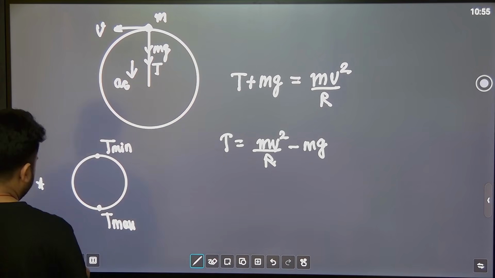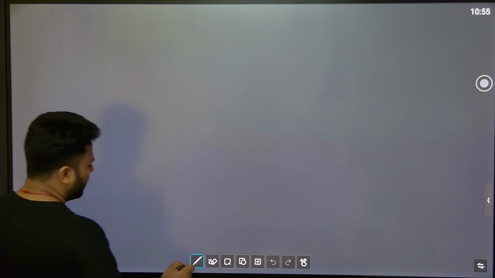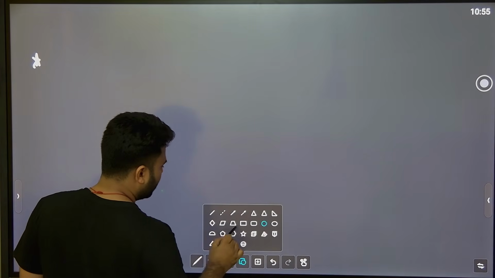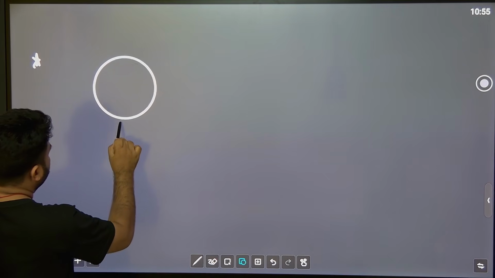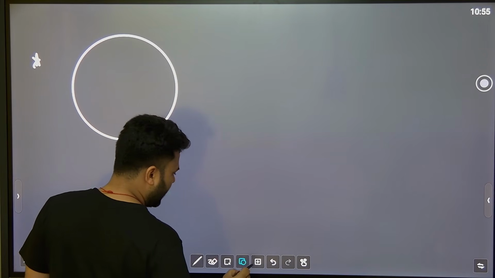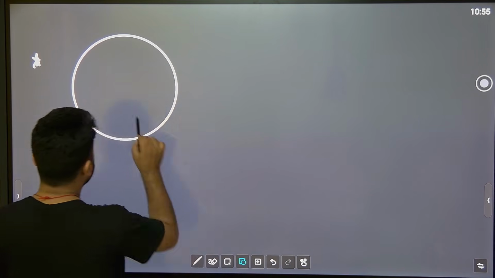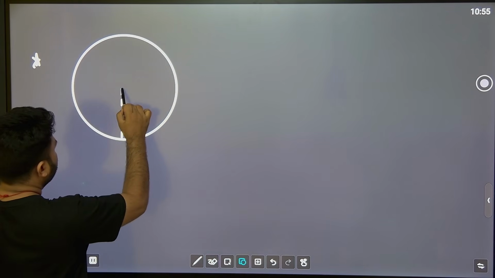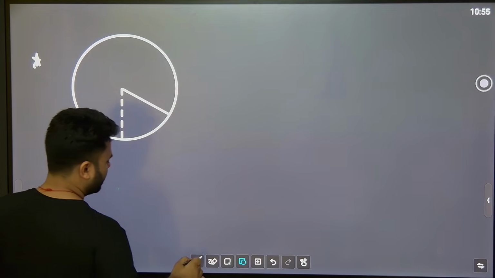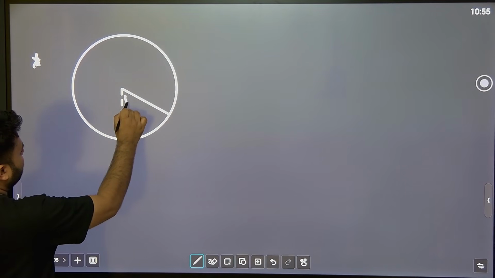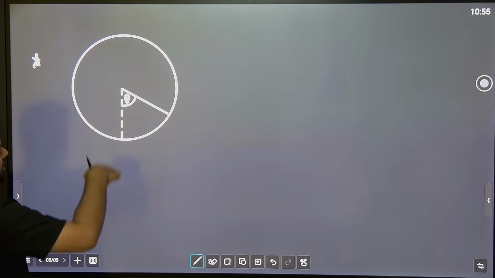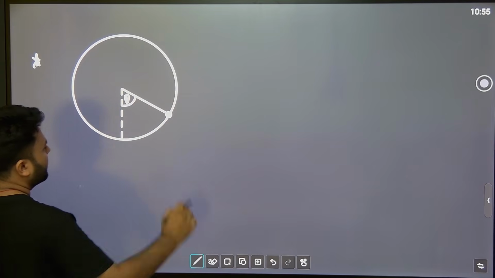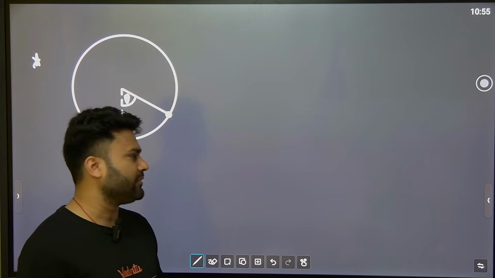Now what if they ask at any angle, like for example, the object was performing vertical circular motion and the object right now is at this position, making an angle theta with this dotted line. The ball is here, correct? What can we write?